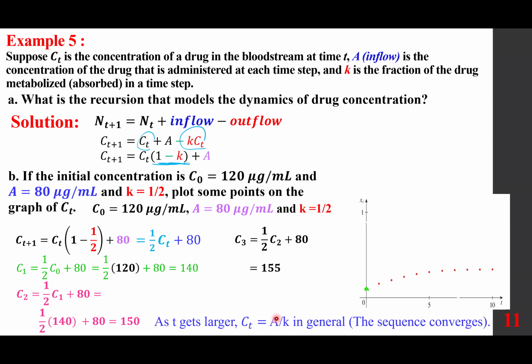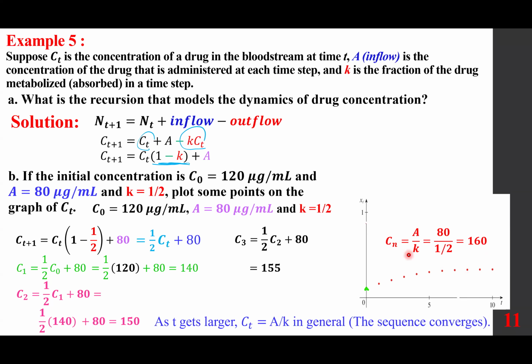And I'm going to, first of all, calculate that for you. For this question, C sub T is the amount of inflow, which is A, 80, divided by K, which is 1/2, and we get 160, which means because of this time step, no matter how much you continue, it will never ever go beyond that, and it has been calculated to be safe for the patient. Now, how do we get to A over K? I'm going to show you this, and we're going to discuss that further in the next section.